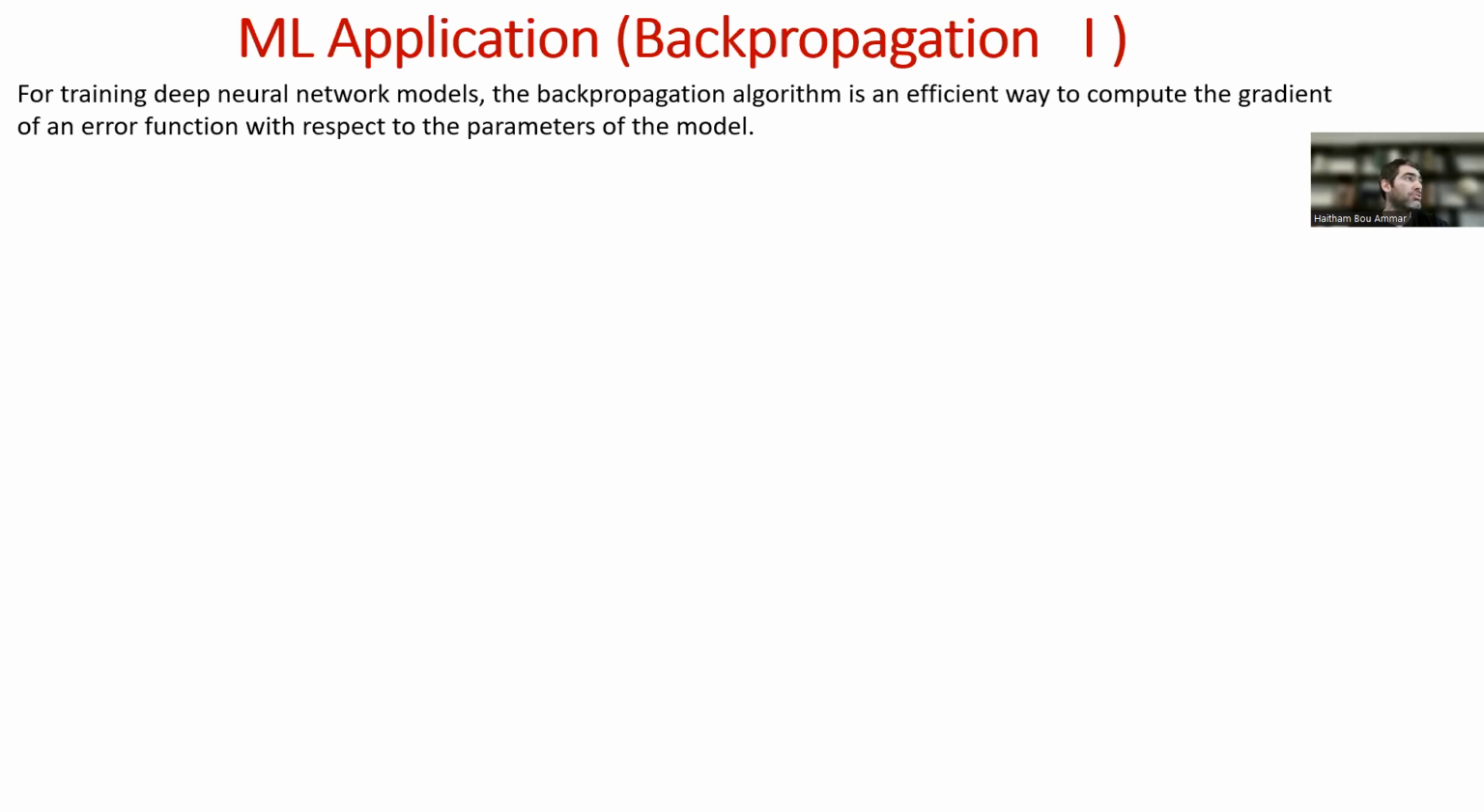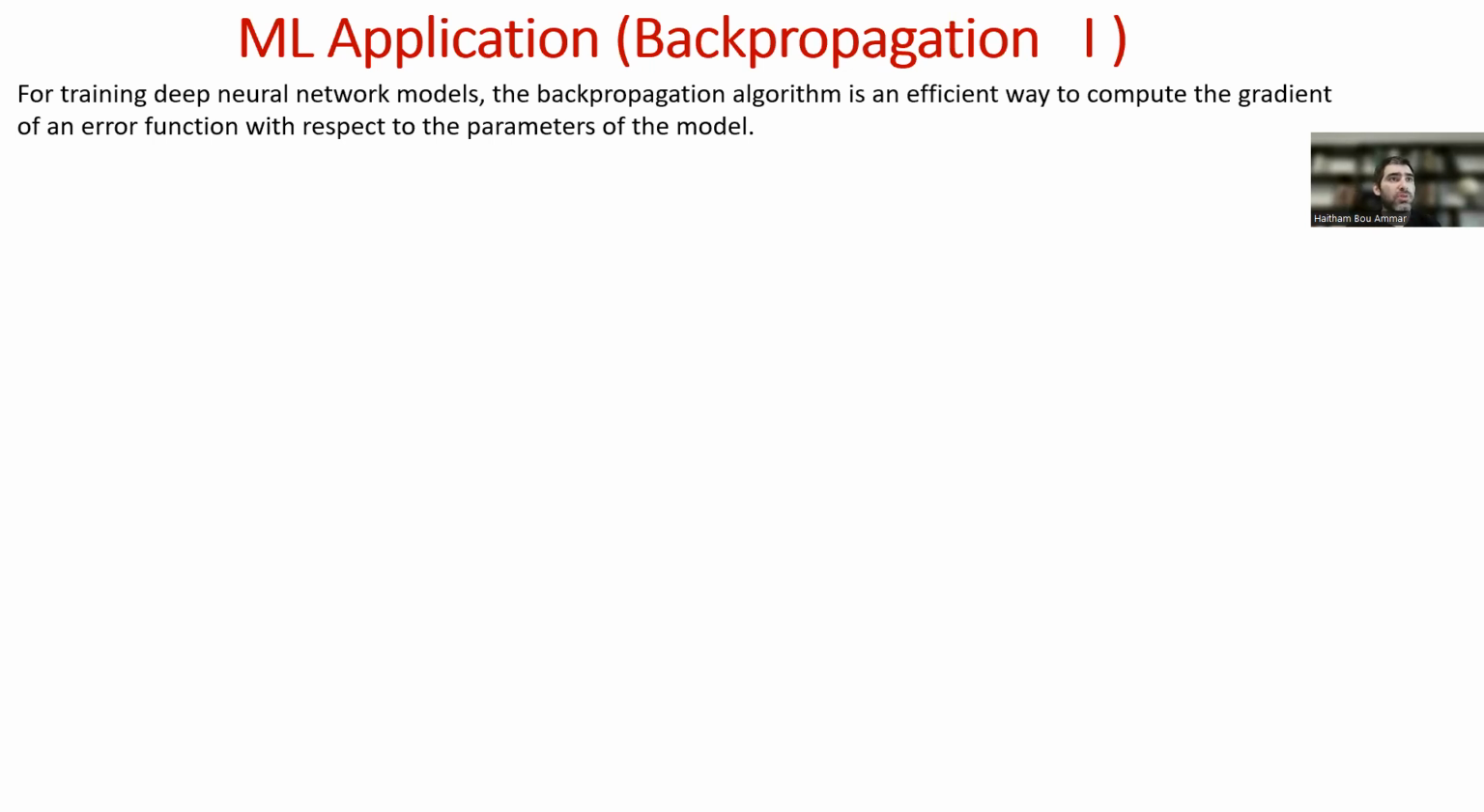lecture. So for training deep neural networks, we usually use the backpropagation algorithm, and it's an efficient tool to compute the gradient of the error function with respect to parameters of the models. Why do we compute the gradient? Because when we compute the gradient, we can then apply optimization algorithms such as stochastic gradient descent or ADAM or ADAGRAD in order to tune these parameters of the neural network. And this is what is called training of a neural network.